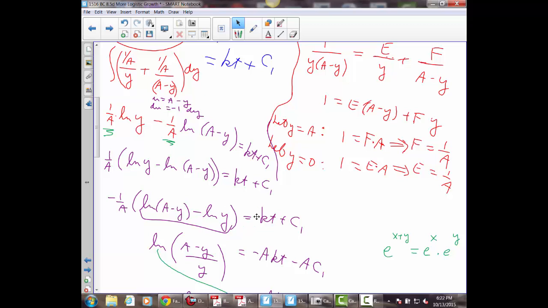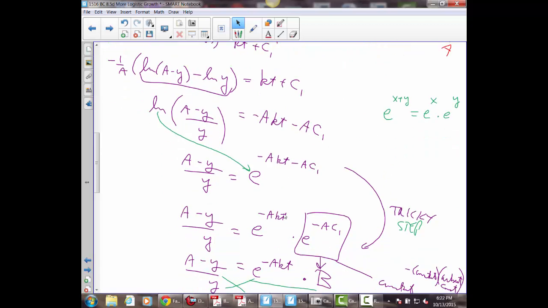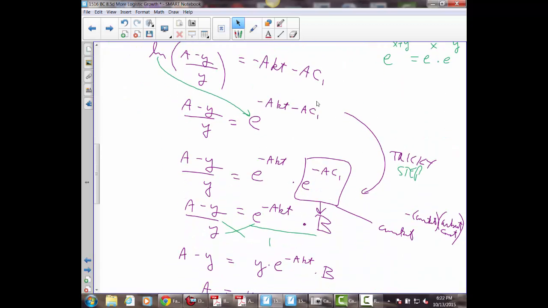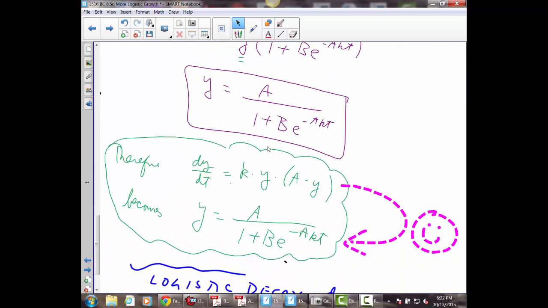Then they multiply both sides by negative a, and then of course the really tricky step, they rewrite it in exponential form, where they break this up into e to this power times e to that power. Anyways, and then etc., etc., etc., you can certainly look at all this.